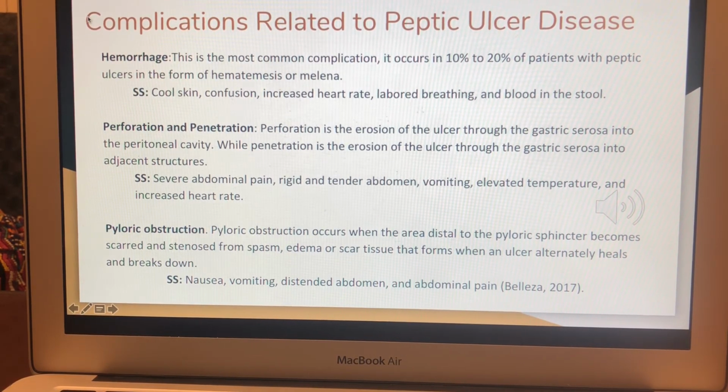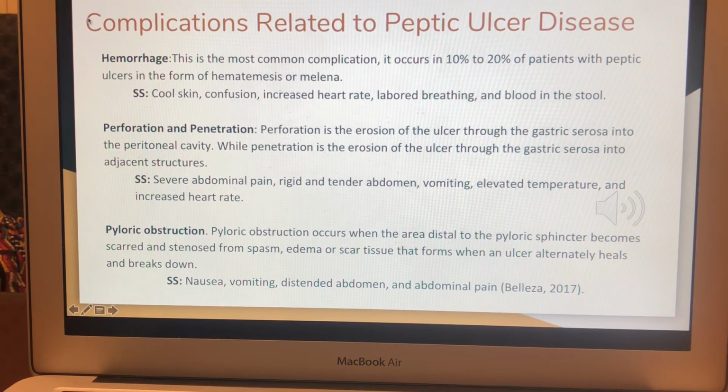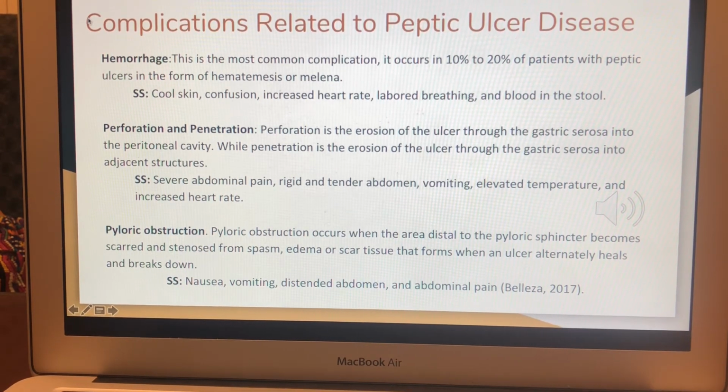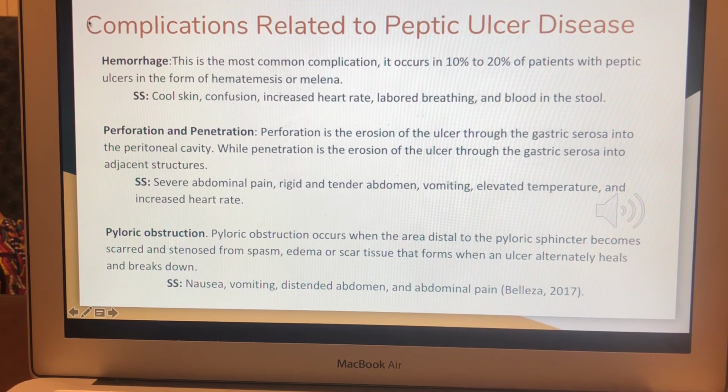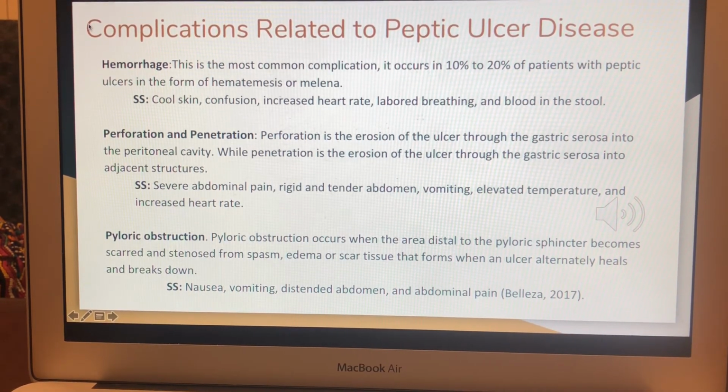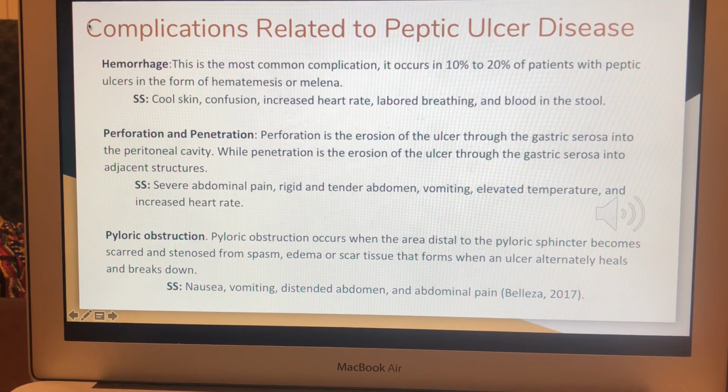Pyloric obstruction can also occur, and this is when the area by the pyloric sphincter becomes scarred and stenosed with edema or scar tissue and prevents food from leaving the stomach. A patient will usually begin to have nausea and vomiting and be unable to hold food down. All of these complications would be considered medical emergencies and would need to be treated immediately.